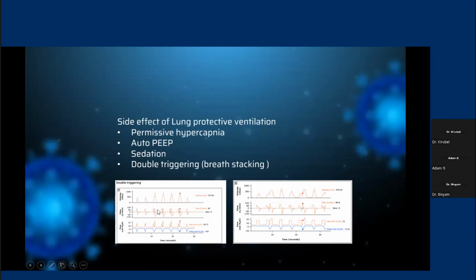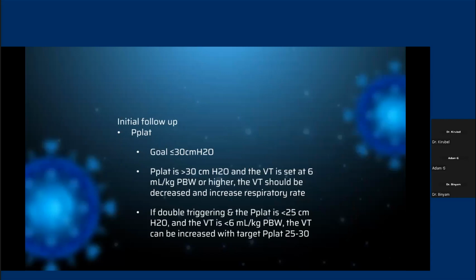They show these ones, as you see, there's double triggering here, here, and here. This is volume controlled ventilation. And in pressure controlled ventilation also, you will see it here, and these ones, and also these ones. So they are having double triggering. How do you manage double triggering? We'll talk about it.